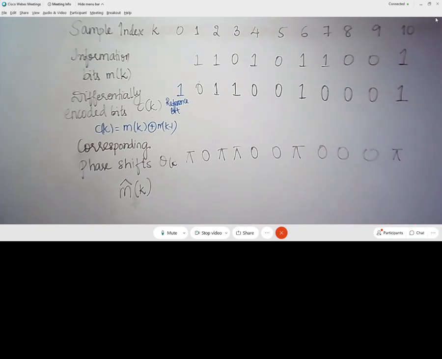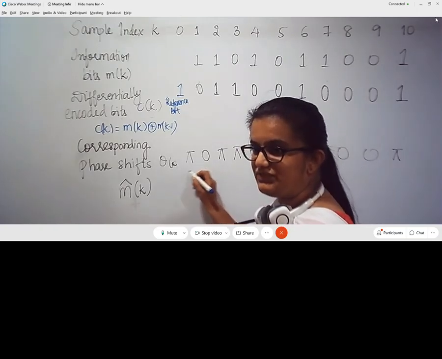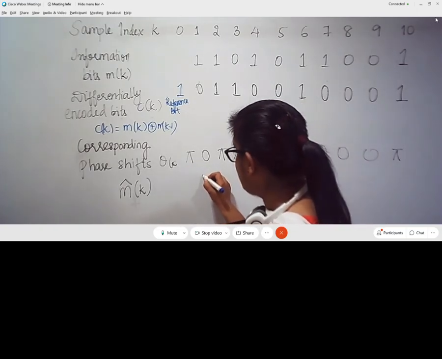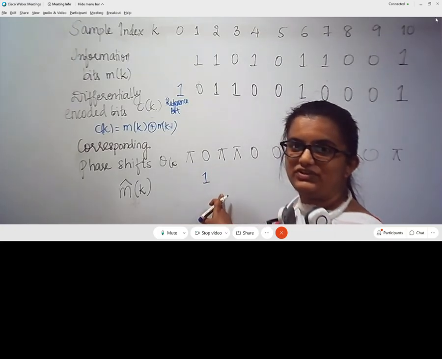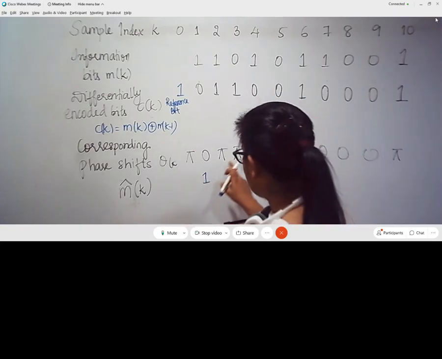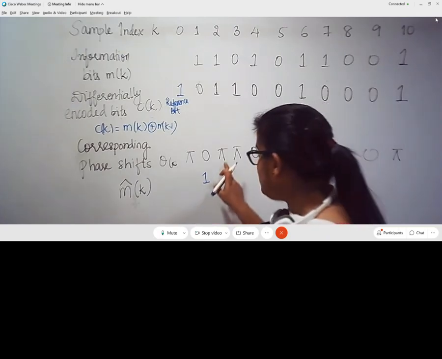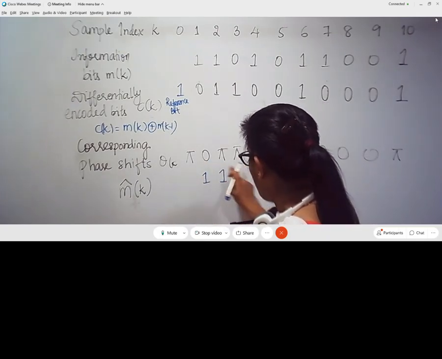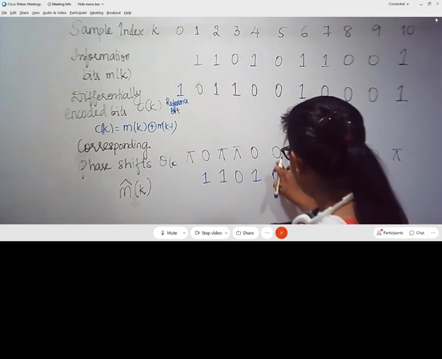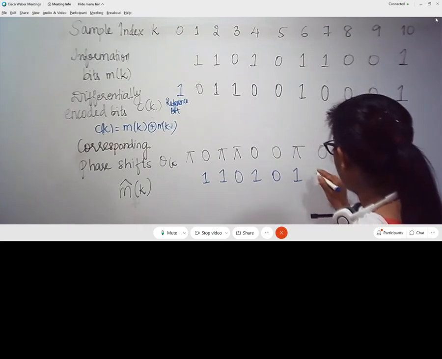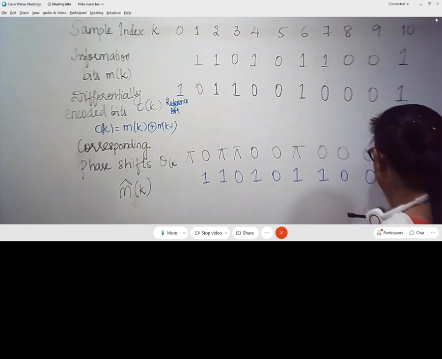Now how do I reconstruct the messages? Whenever there is a phase difference, I represent it with bit 1. Whenever there is no phase difference, I represent it with 0. So this is 0 and pi, there is a phase difference, so it is equal to 1. Pi and 0, 1. Pi and pi, 0. 0 and pi, 1. 0 and 0, 0. Pi and 0, 1. 0 and pi, 1. 0 and 0, 0. 0 and 0, 0. Pi and 0 is 1.